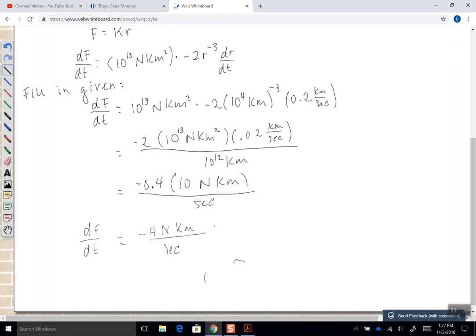And then we know that our force measurement is going to be Newton kilometers. It was given at the beginning, and if you've taken any physics, that should make some sense. And then our time is seconds. So the units also make a lot of sense here.